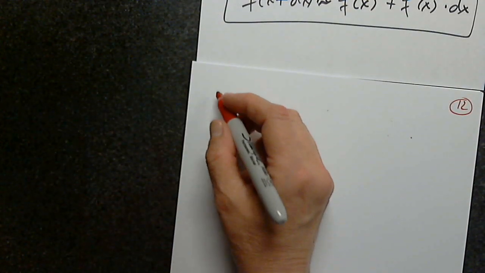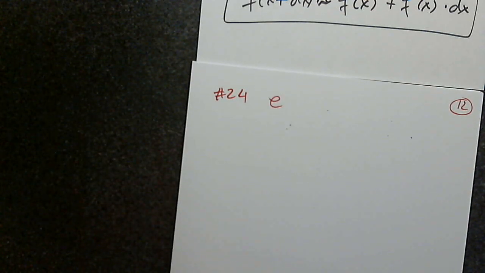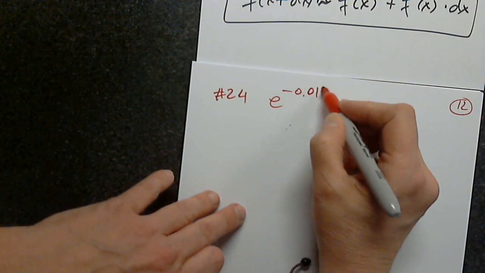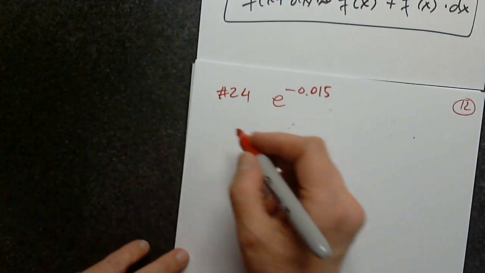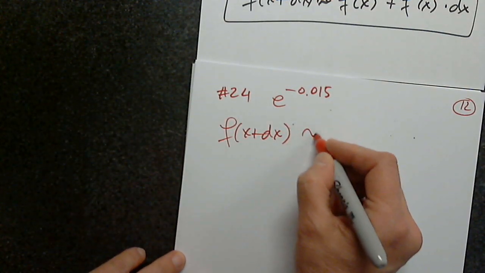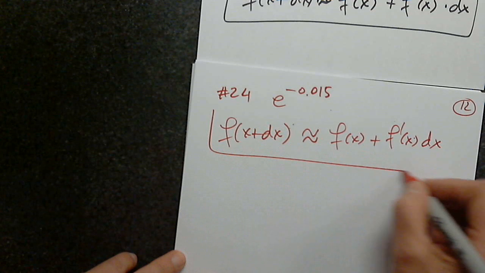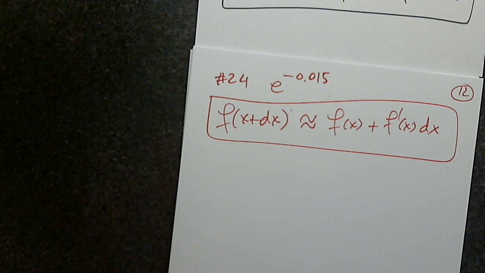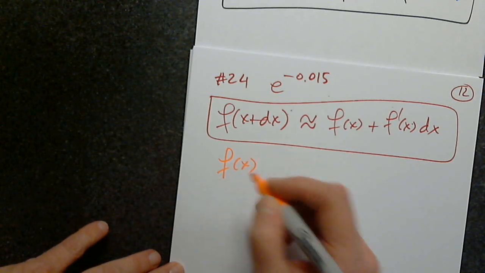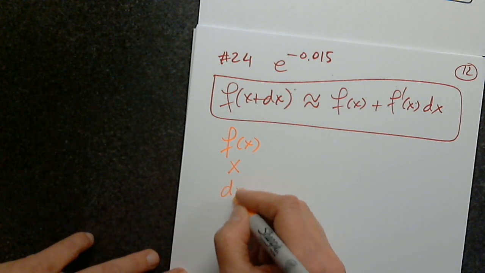So we want to estimate number 24, which is e raised to, I think it's negative 0.015. I am going to copy the result right here. f of x plus dx is approximately f of x plus f prime of x dx. And you can say, what's this? What are you trying to do? Okay, so here's what I need in order to be able to use the result. I need you to tell me the function involved. I need you to tell me what x is. I need you to tell me what dx is.